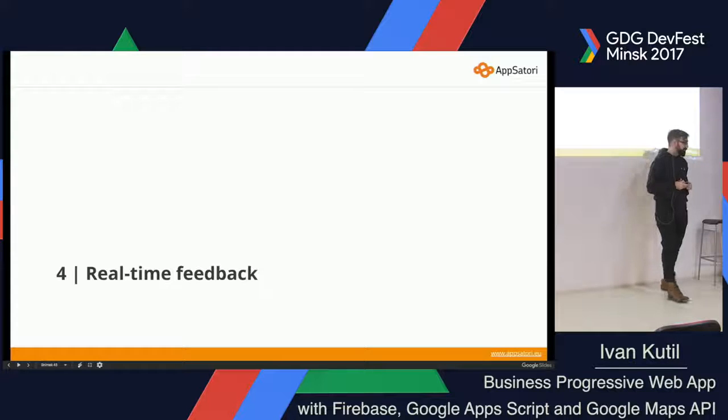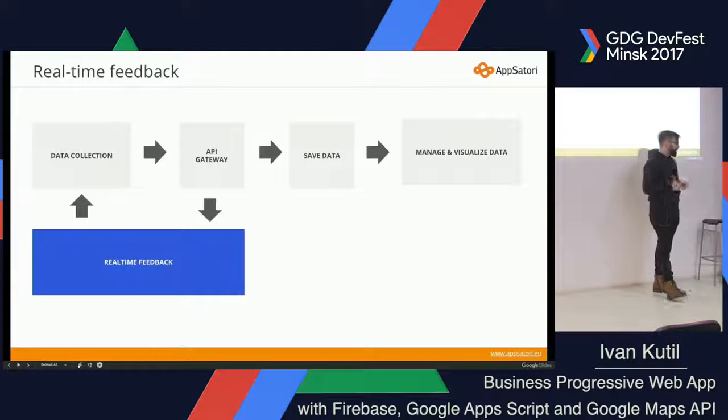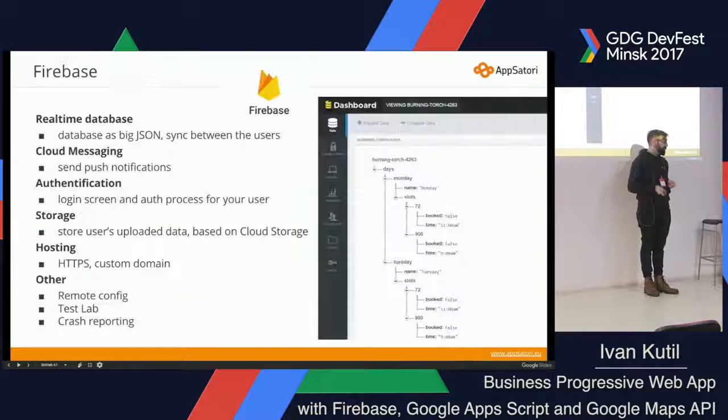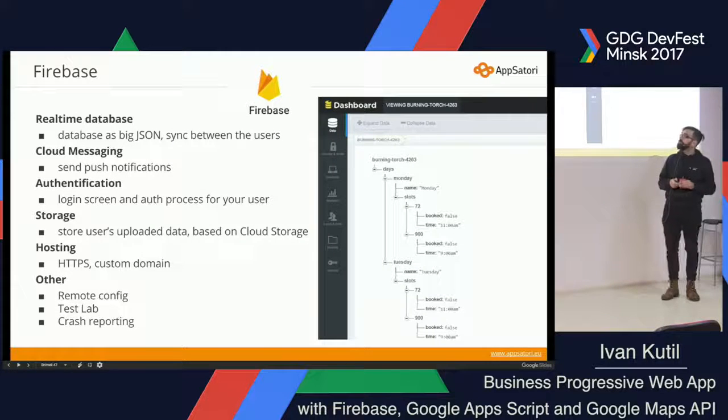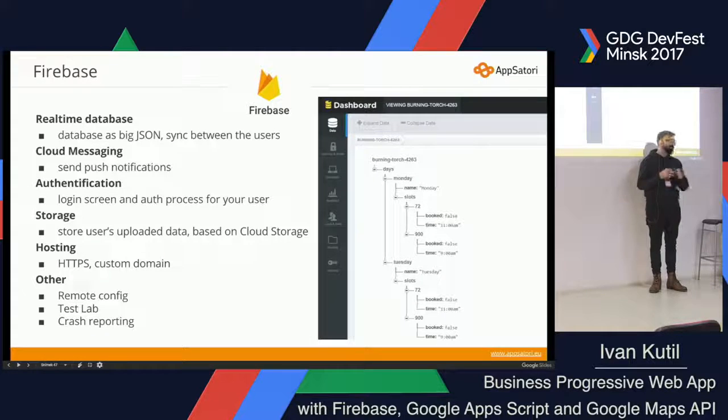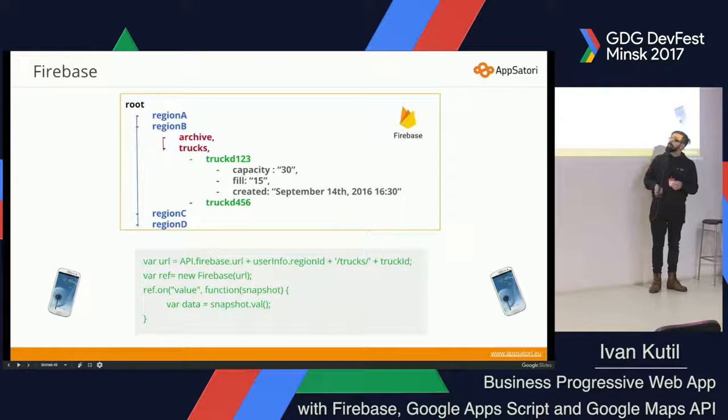For the real-time feedback, my favorite part, we use Google Firebase. Gerard said almost everything about Firebase, so just a quick recapitulation. Firebase is something like a big JSON, and it does synchronization between connected users on your behalf. So we are using the real-time database, and we are using the hosting. So our application is hosted on a custom domain with an SSL certificate.